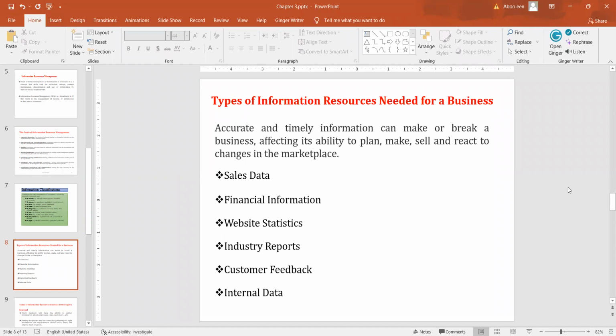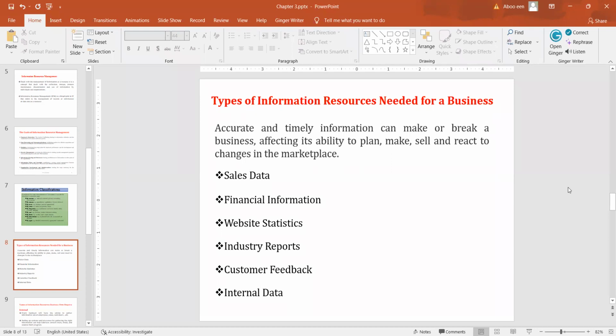So financial status, they need financial related information and website statistics, basically to understand how their product and their services are doing, like how many customers or how many outsiders visited their website, what pages they are looking at, what products they are looking at, what product they mostly prefer, what site they mostly visit. So website statistics help to understand their customer preferences and customer behaviors.